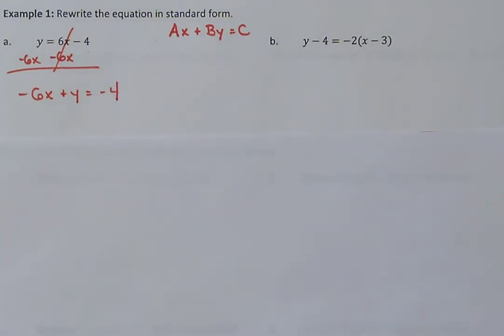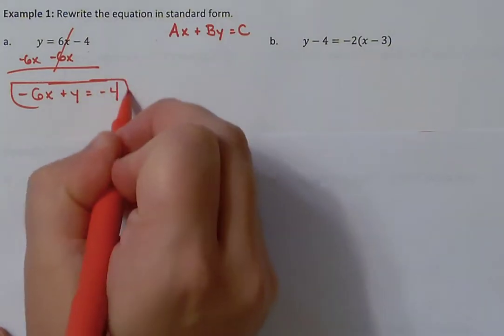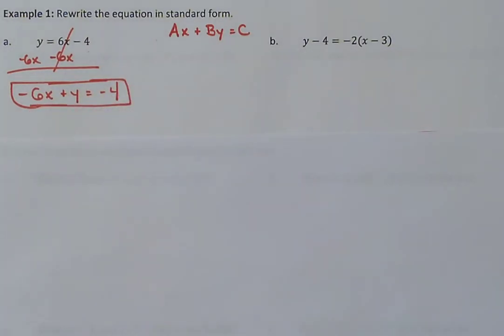So ask yourself this, are x and y on the same side? Yes. Is the number that's by itself, that constant, on the other side? Yes. Do I have a fraction? No. Because I have fulfilled all of those, this is my answer. Negative 6x plus y equals negative 4. So we can take an equation that's in slope-intercept form. All you have to do is subtract that x to the other side, and as long as there's not any fractions, then you are good to go.